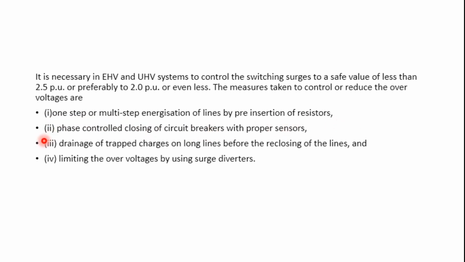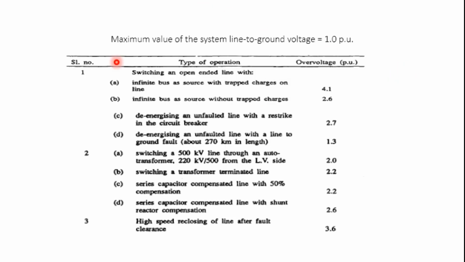Then we have limiting the over voltage by using surge arresters. So these are some of the measures which are taken to reduce the over voltage within 2 or 2.5 per unit values. This is the table which gives the summary of the over voltage that develops under various conditions, given below.